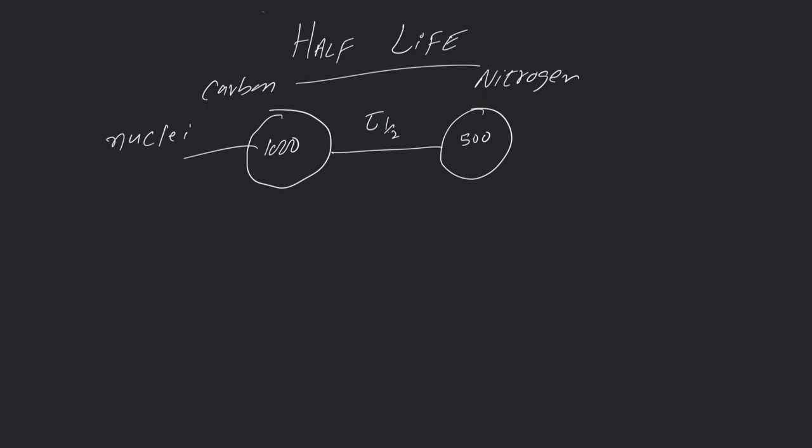So half-life means the time during which half of the atoms of a radioactive element decay into atoms of another element. We call that time period half-life. In general, if we represent N naught as the original amount of the element's nuclei that were present, then after time T half, half of N naught will change into atoms of another element and half of it will remain atoms of the original element.